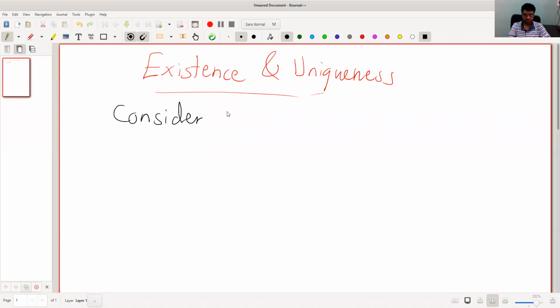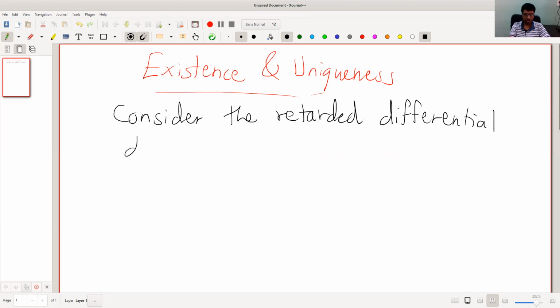Consider the retarded difference equation. Okay, delay equations are also called differential difference equations. So this is the general equation which we discussed yesterday.